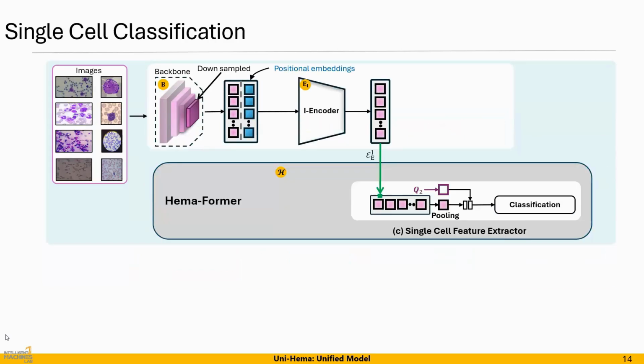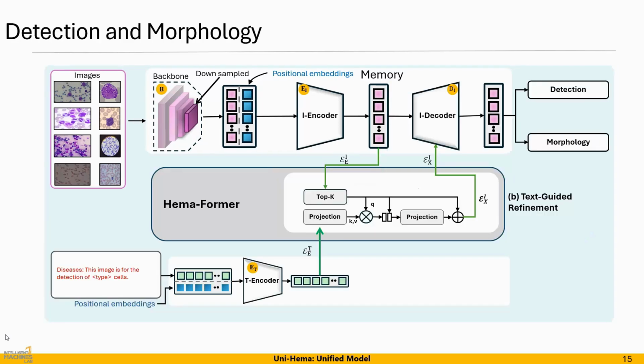For the single cell classification, we use the R embedding of the encoder output, and after pooling them, we concatenate a learnable query Q1 and then use a classification head to classify the cell type. In our corpus, we have different types of diseases. So during training, we use a disease-informed prompt corresponding to each input image to distinguish the disease, and add a text-guided refinement module to attend to the top K refined embeddings with respect to the disease before passing them to the decoder to perform object detection and morphological prediction.